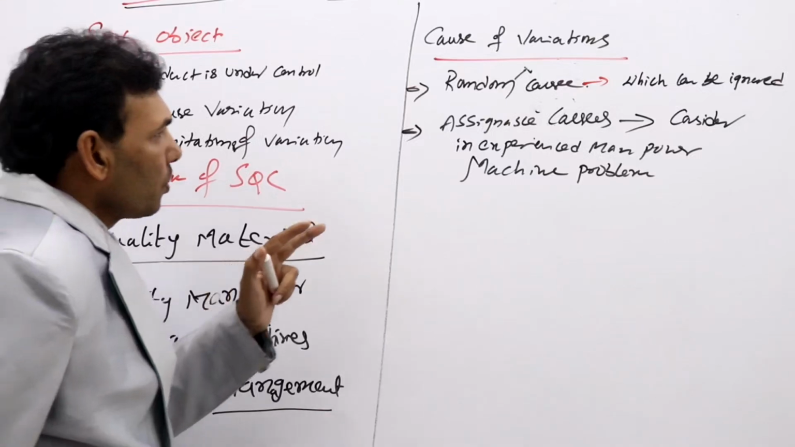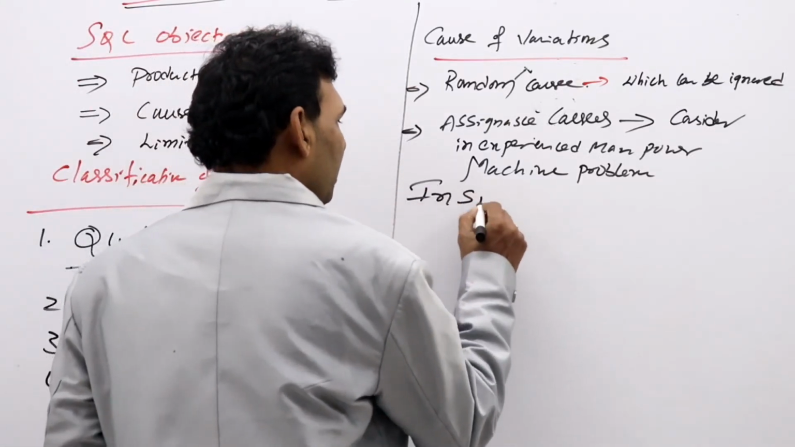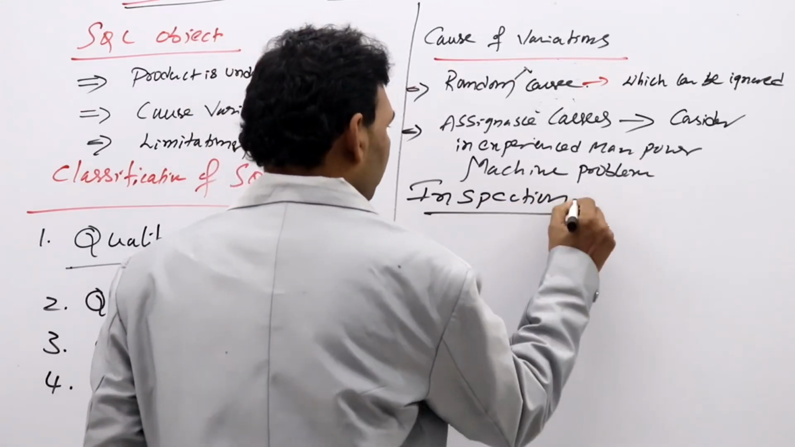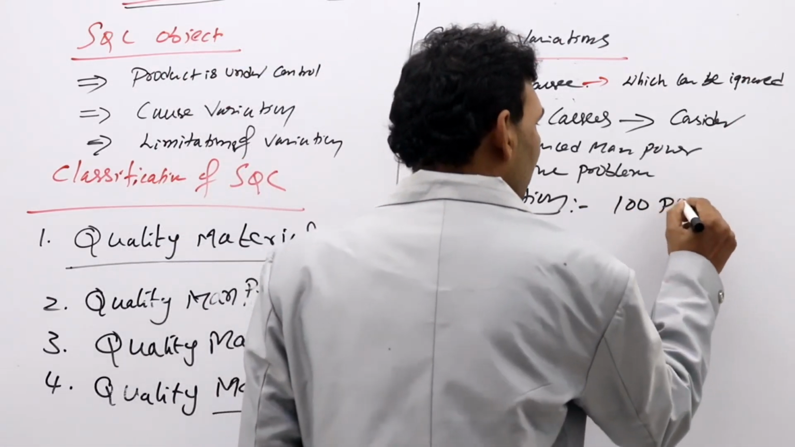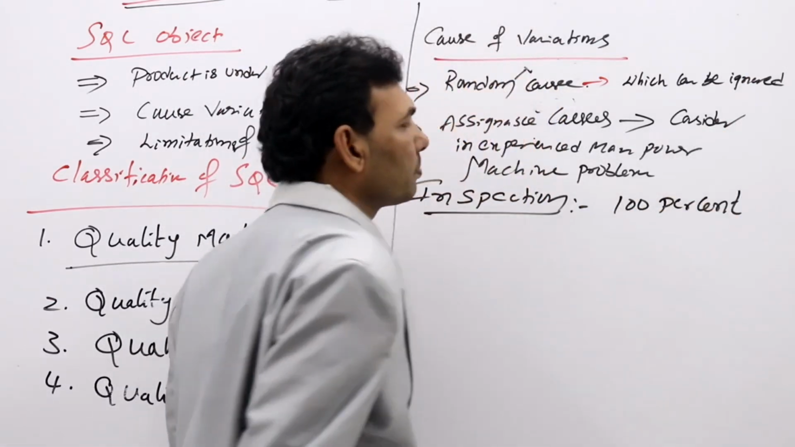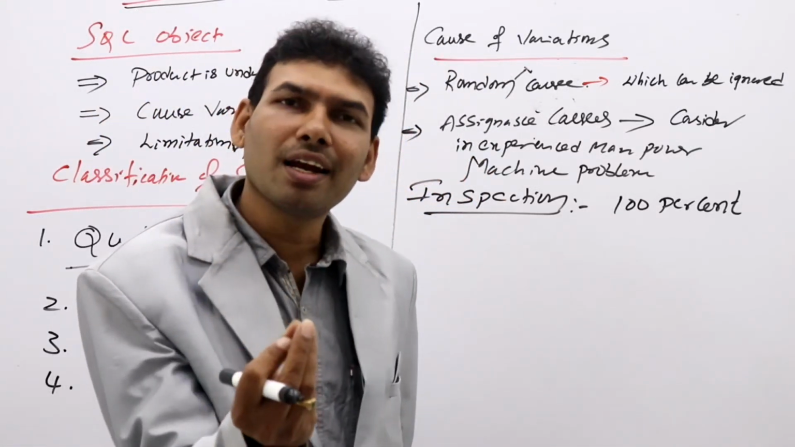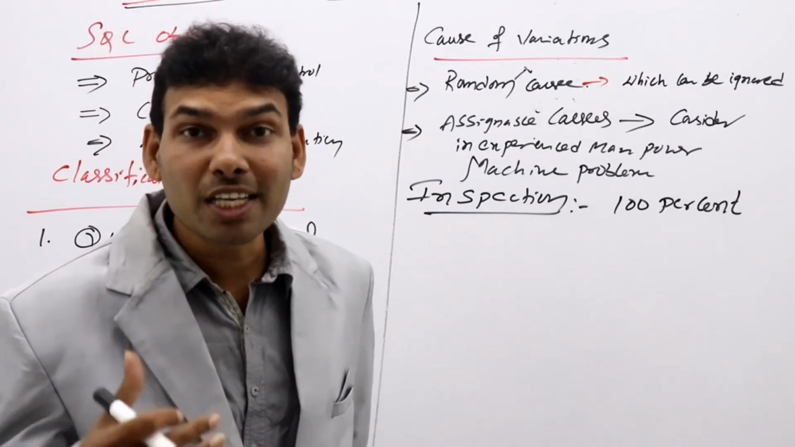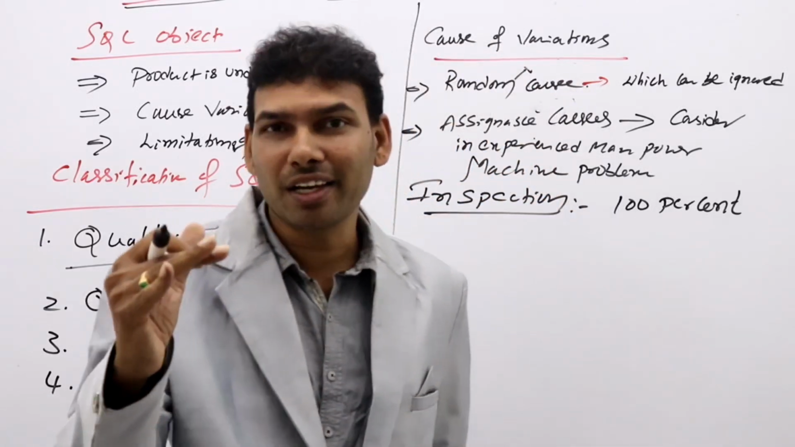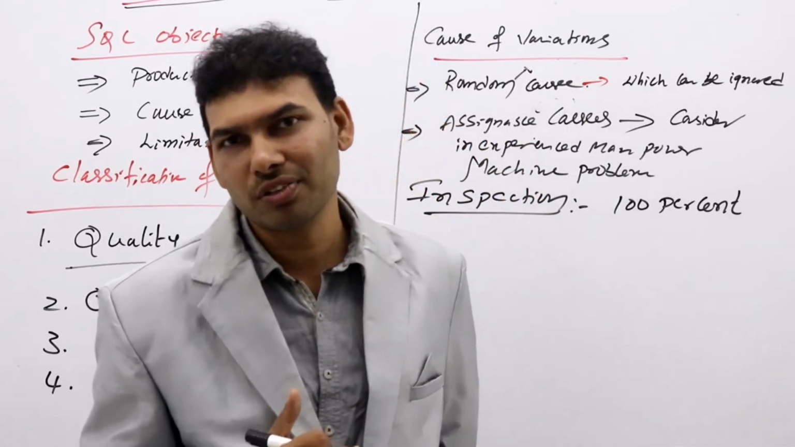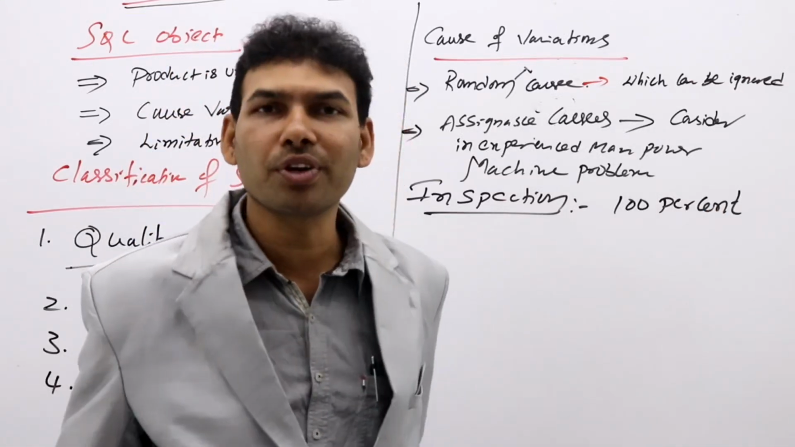Now, to avoid these causes, you need to do inspection. This is the most important thing, inspection. There are some types of inspections. We call them 100% inspection. That means you need to check the material 100 times, whether it is good or not. In every stage of production, you need to check whether we are reaching the standards or not, whether we are manufacturing a product up to the mark or not. 100 times you are going to test.